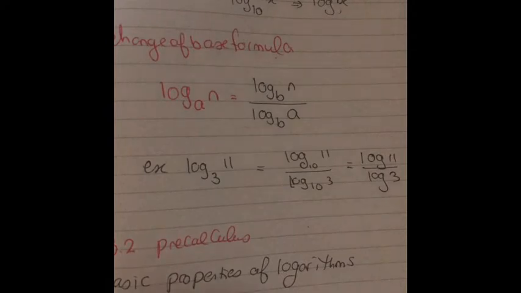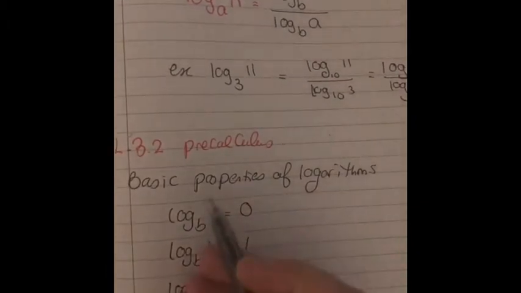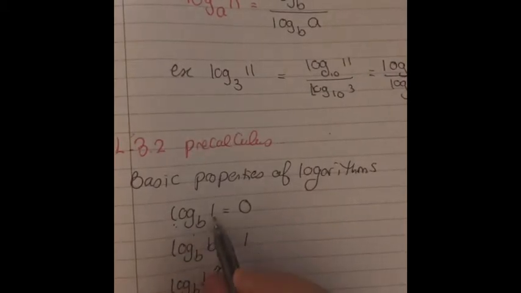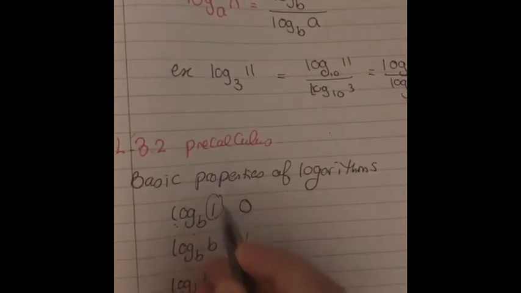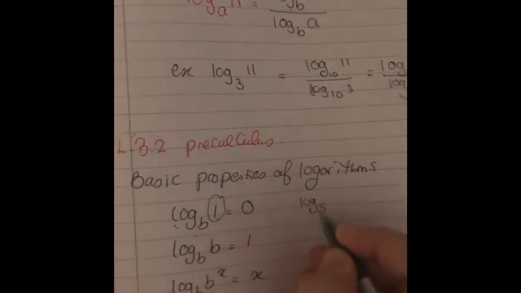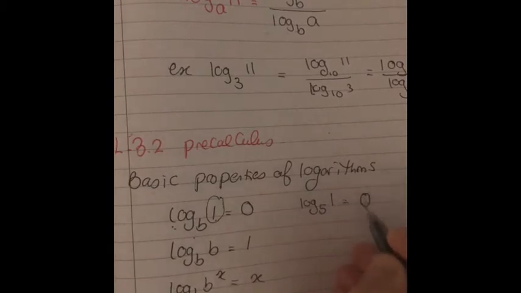Okay, in lesson 3.2 in the pre-calculus, we have basic properties of logarithms, which I reviewed with you before, but let's review them quickly. If I have log base b of 1, the answer will always be equal to 0. For example, log base 5 of 1: 5 to the power of what is equal to 1? The answer has to be 0.